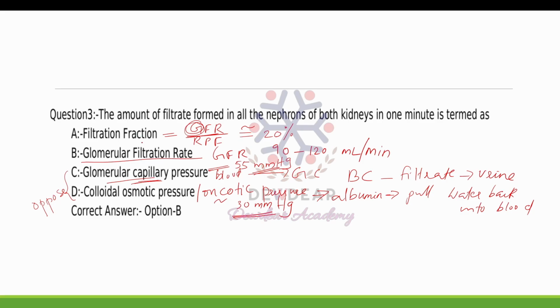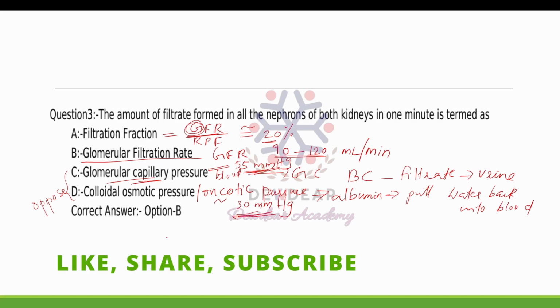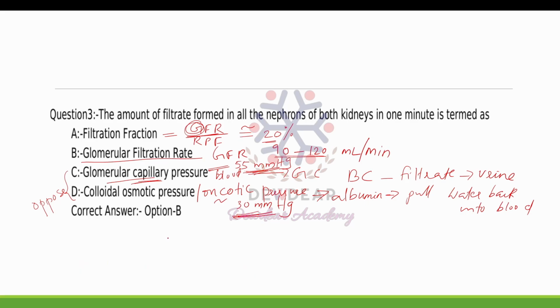So the normal filtration fraction is 20%, the normal glomerular filtration rate is 90 to 120 ml per minute, the normal glomerular capillary pressure is 55 millimeters of mercury, and the normal colloidal osmotic pressure is 30 millimeters of mercury. These are the other important points associated with the options given in this question. If we discuss the question and the answers also, it will give you additional knowledge, help in understanding the topic, and help you answer questions more correctly. I hope this video helped you a lot in understanding this topic.